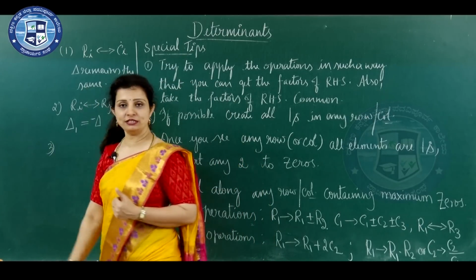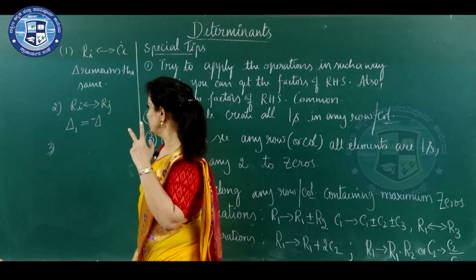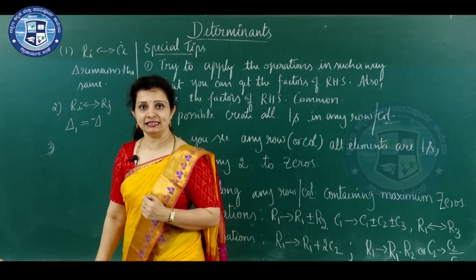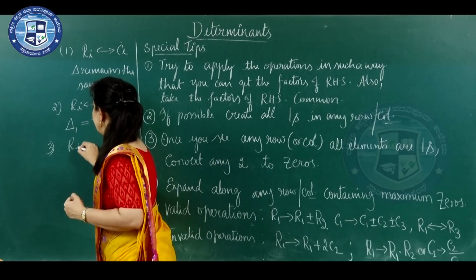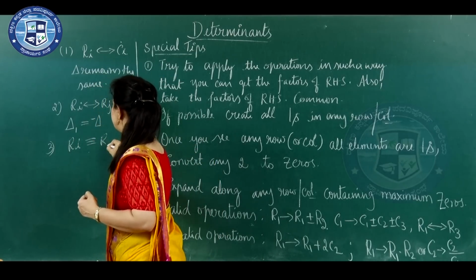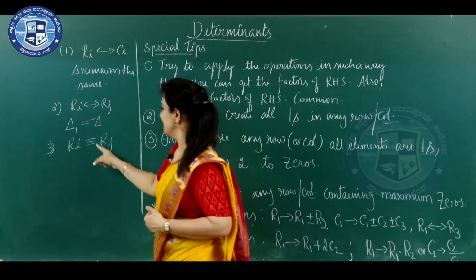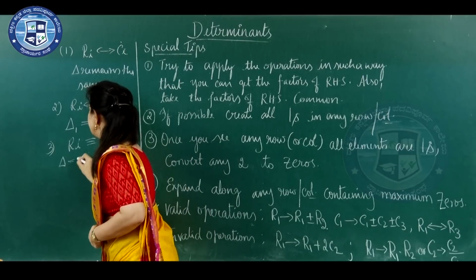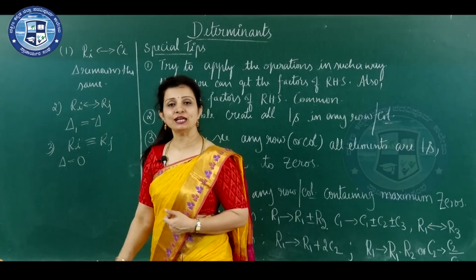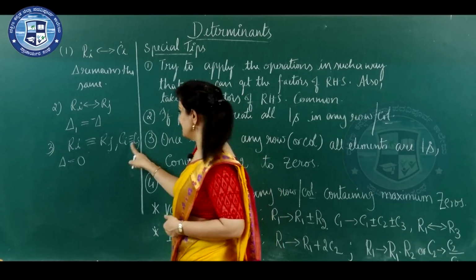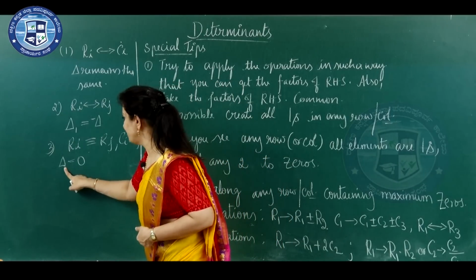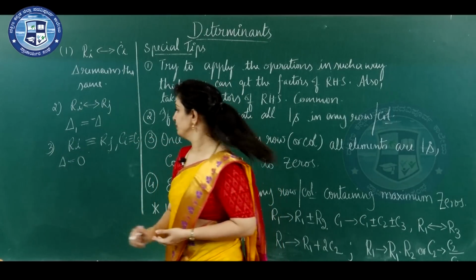And the third property is very important. If two rows are identical, that means Ri identical to Rj, then the value of the determinant is 0, delta is equal to 0. If Ci and Cj are identical, the value of the determinant is 0.